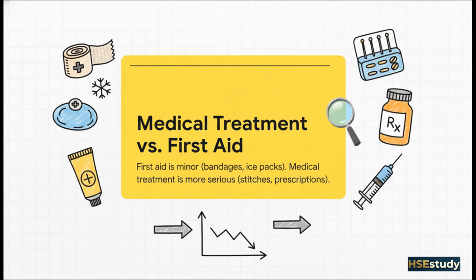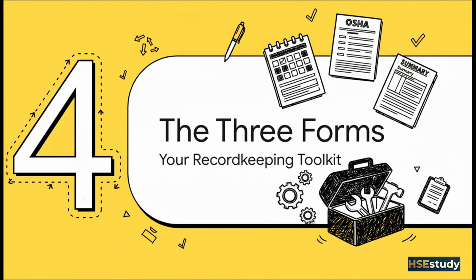OSHA has a very specific list of what counts as first aid. We're talking about things like using over-the-counter medication at normal strength, giving a tetanus shot, cleaning a wound, using bandages, even things like hot or cold therapy. Pretty much anything not on that list, like getting a prescription or needing stitches, is considered medical treatment, and that makes the case recordable.